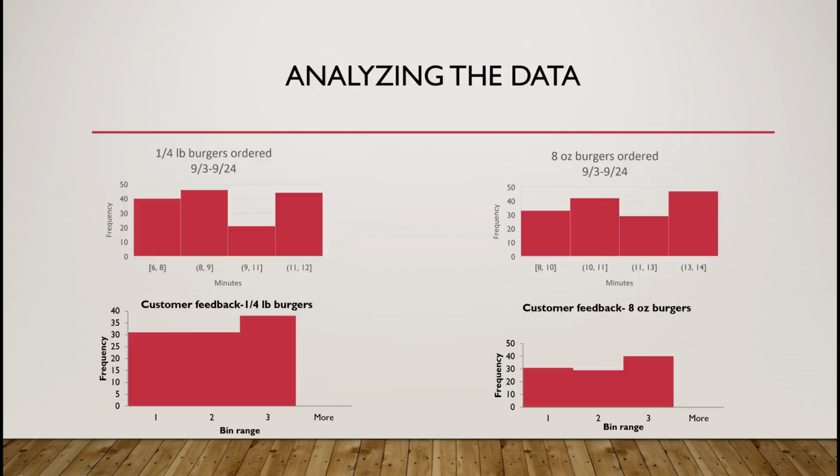So what we have here is the initial data. On the top left, you'll see the quarter-pound burgers ordered, which range from 6 to 12 minutes. On the top right, you'll notice the 8-ounce burgers ordered, which range from 8 to 14 minutes to make. On the bottom left, the customer feedback ranges from 1 to 3, most of them being a 3. On the bottom right, 8-ounce burgers also range from 1 to 3, most of them being a 3. A 3 means will have it again, 2 means may have it again, and 1 means will not have it again.